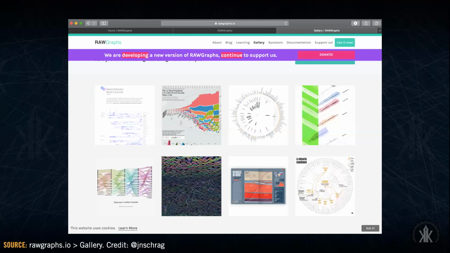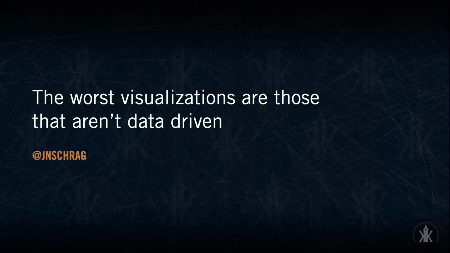Again, these may be some very interesting displays showing raw graphing techniques. The issue behind this, of course, is that sometimes these, besides being novel and interesting, can be more decorative than they are informative. Jackie Schrag, a local data visualization expert, talks about those that aren't data driven.